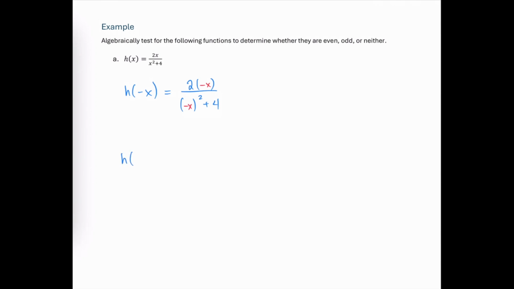And now we simply evaluate or simplify this. In the numerator we have negative 2x, and in the denominator both the negative and the x are being squared, so this quantity becomes positive x squared plus 4 in the denominator. Now we can tell right away that when we plug negative x into the function, it's not the same as the original function, because of this negative sign up here.